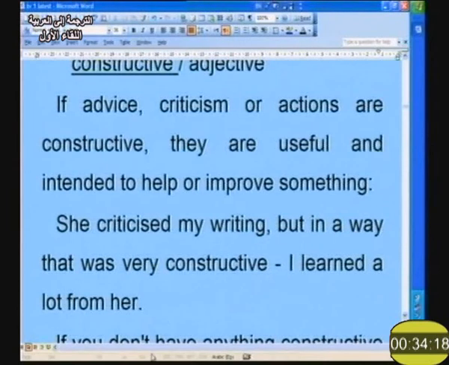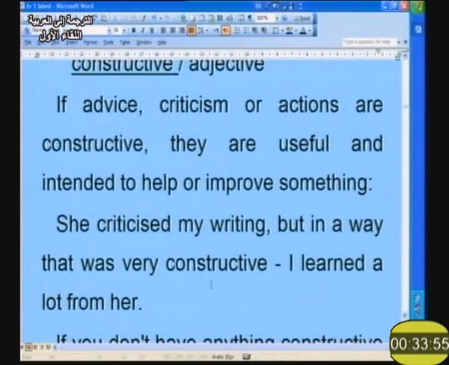I learned a lot from her. She criticized my writing. The word criticize is a bit difficult, it means "نقدت". Here it means critique, not "انتقاد"; critique means there are two sides, the good sides and the bad sides. She criticized my writing, but in a way that was very constructive. I learned a lot from her.